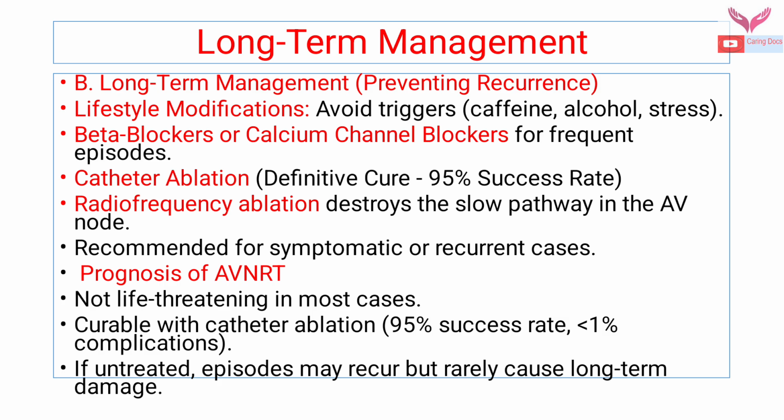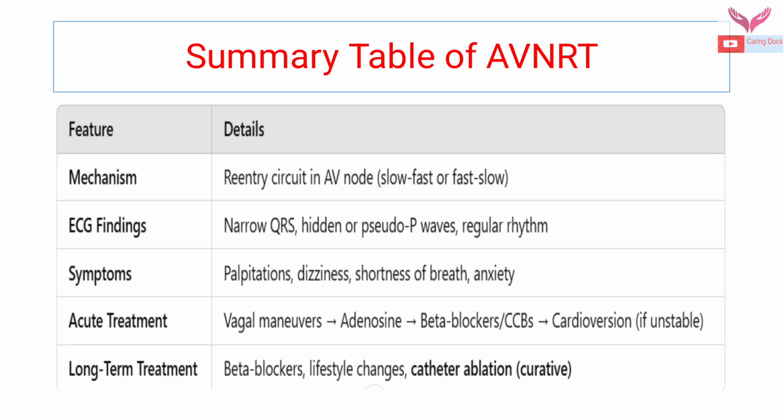Success rate is 95%. Radiofrequency ablation destroys the slow pathway in the AV node and it is recommended for symptomatic or recurrent cases. It has a very good prognosis, not life threatening in most cases, curable with catheter ablation. The complication rate is less than 1%. If untreated, the episodes may recur but rarely cause any long term damage.